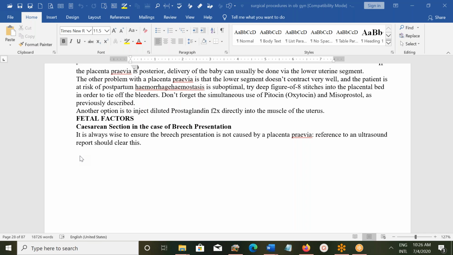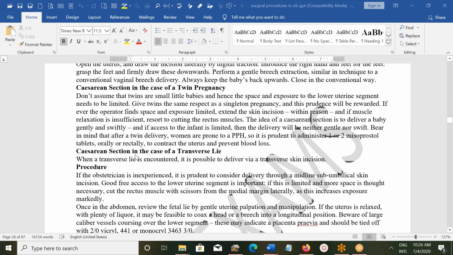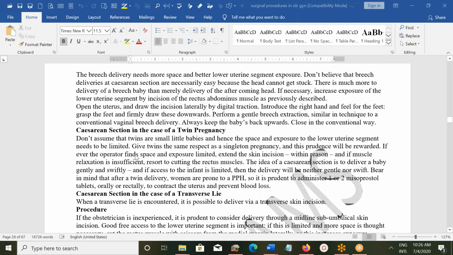Because if the placenta is occupying the lower part of the uterine cavity, then there can be malpresentation. Then you know about the steps that should be done in cases of placenta previa. You read about that. Then the breech delivery needs more space and better lower uterine segment exposure. And don't think that breech deliveries at cesarean sections are easy, because the head can get stuck. So there is much more to delivery of the breech baby than merely delivery of the coming head.